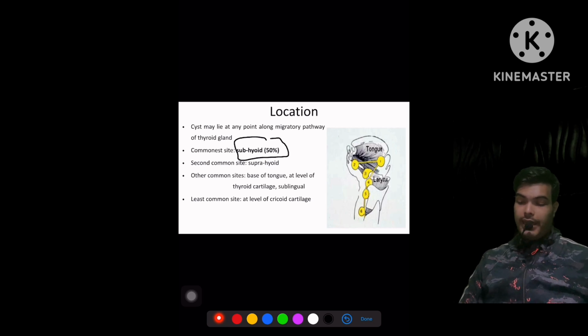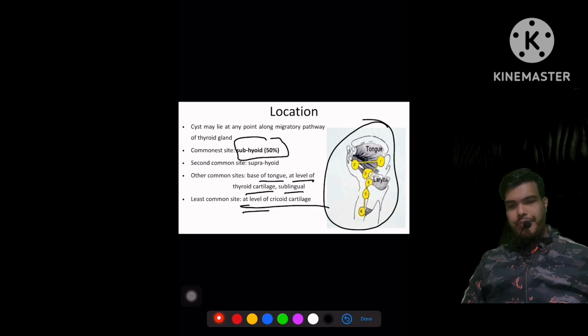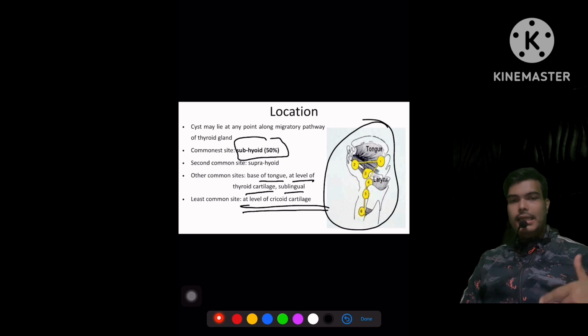This diagram is taken from Bailey and Love. So the next thing you need to remember: other sites are the base of the tongue at the level of the thyroid cartilage, and sublingual. Least common is at the level of the cricoid cartilage, at the area where the larynx ends. That area is least common.